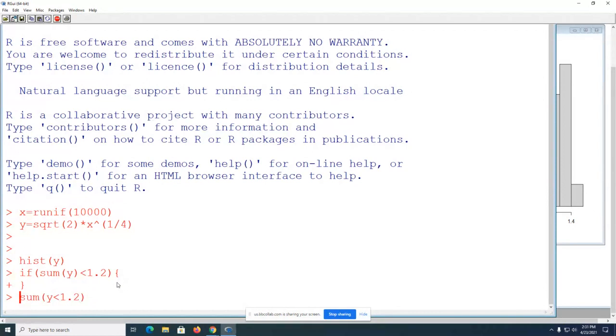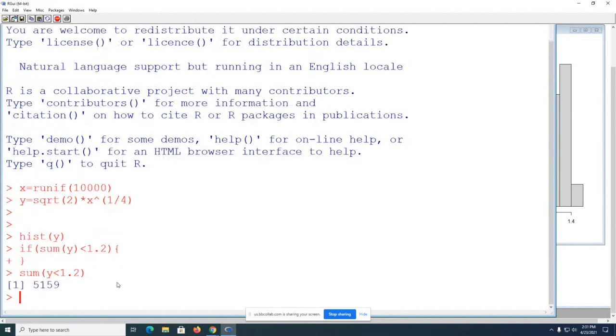Okay. So what that's doing is for every entry in y, it's checking whether it's less than 1.2. So that'll be a vector of 10,000 trues and falses. And then by taking the sum, we're treating all the trues as ones and adding them together.